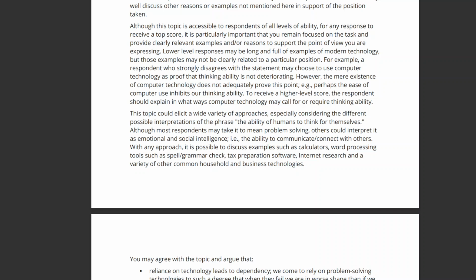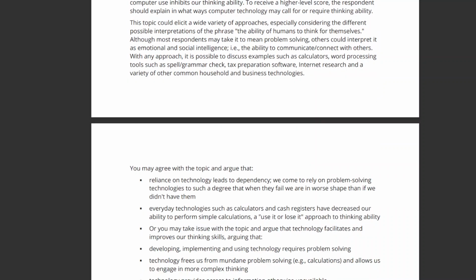Although most respondents may take it to mean problem solving, others could interpret it as emotional and social intelligence, i.e., the ability to communicate and connect with others. With any approach, it is possible to discuss examples such as calculators, word processing tools such as spell/grammar check, tax preparation software, internet research, and a variety of other common household and business technologies.